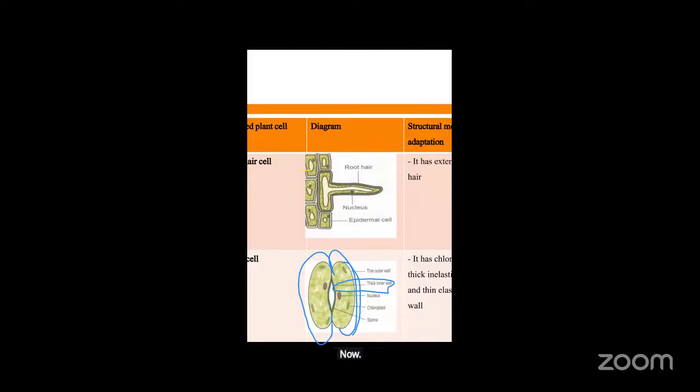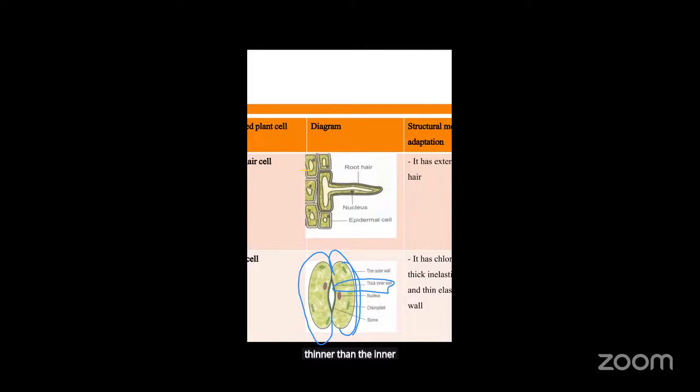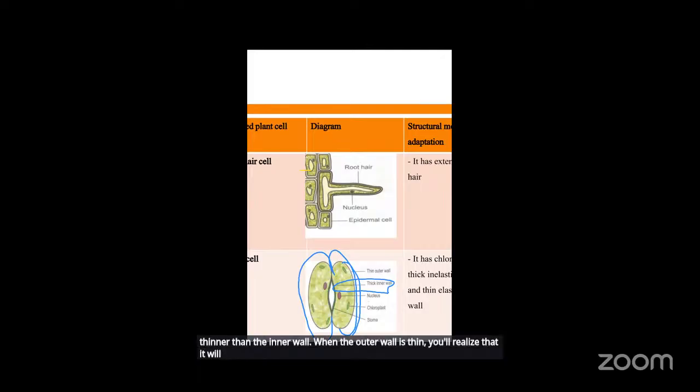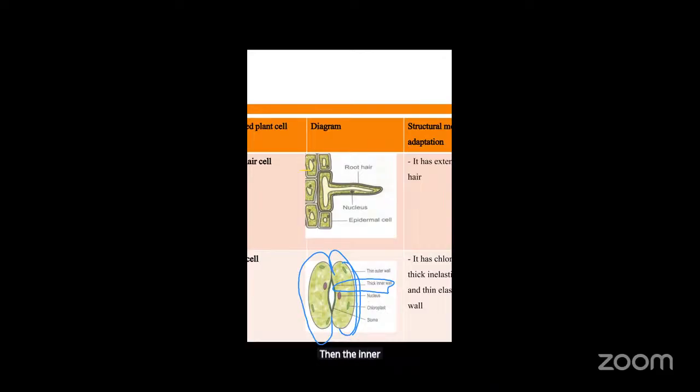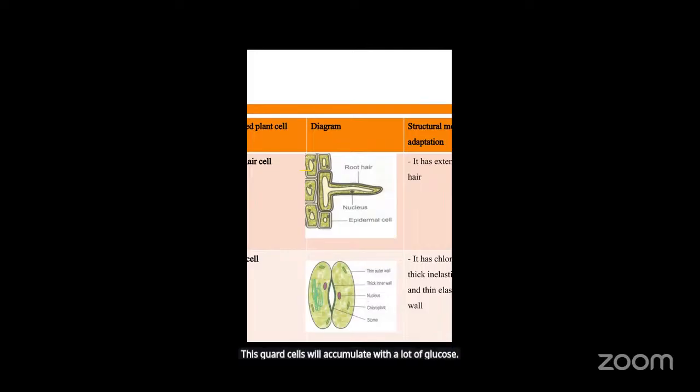Now that's an adaptation. How is that important? What is the importance of the outer wall being thinner than the inner wall? When the outer wall is thin, you'll realize that it will stretch more. When it stretches more than the inner one, it allows the stomata to open. Usually what happens is when the guard cell carries out photosynthesis using the chlorophyll and water and everything, this guard cell will accumulate a lot of glucose. Okay? When it accumulates glucose, glucose is like, for example, the glucose we lick, it is very sweet.